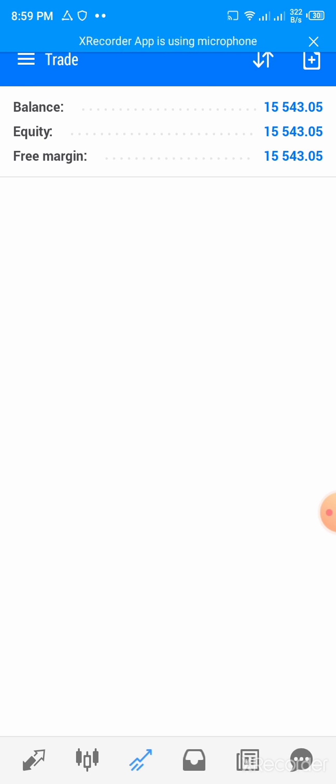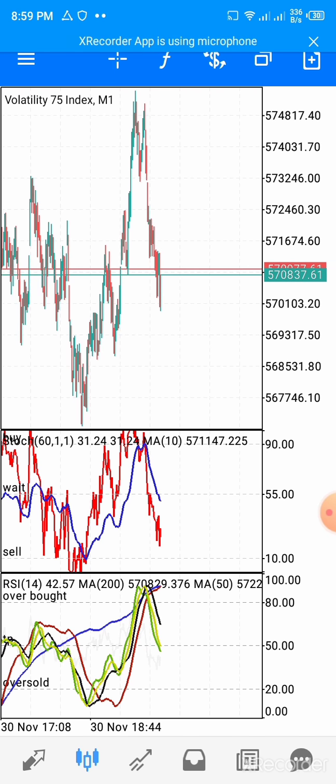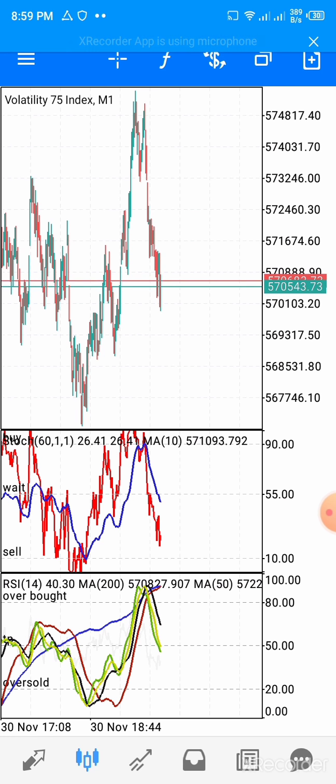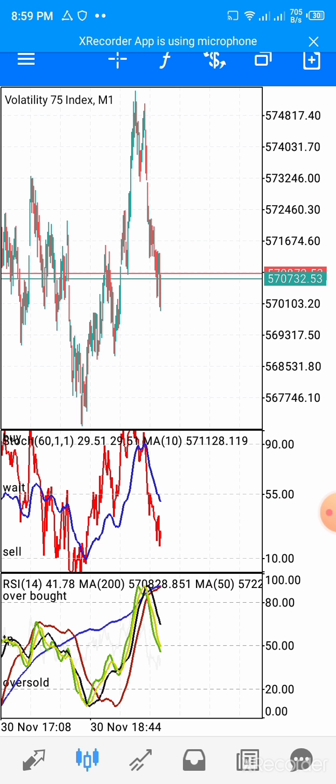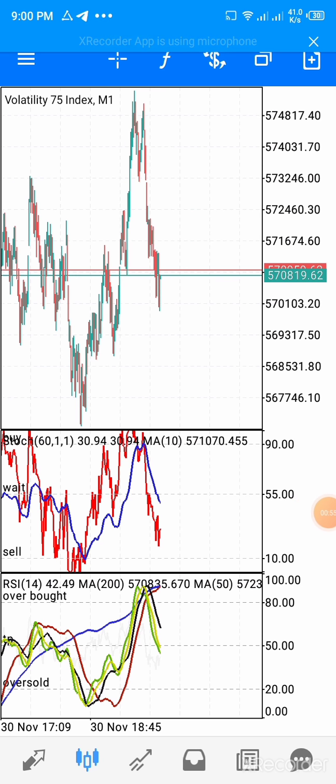You can see, you can also use Volatility 75. So you don't say it's only Boom and Crash, but no, I'm entering this market very late. I'm supposed to enter in this place here where this blue crosses the red at the top, which supposed to place a sell. So I can't enter this market, but you can trade also in Boom and Crash. You're seeing? So that's the best strategy to use to trade Volatility 75 and Boom and Crash.